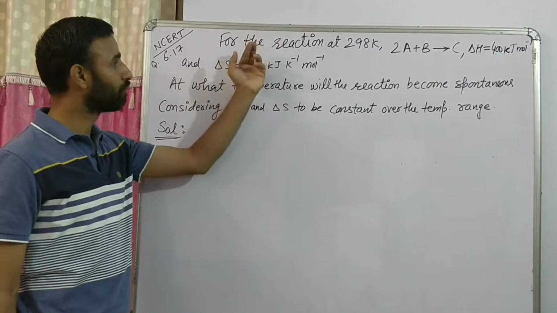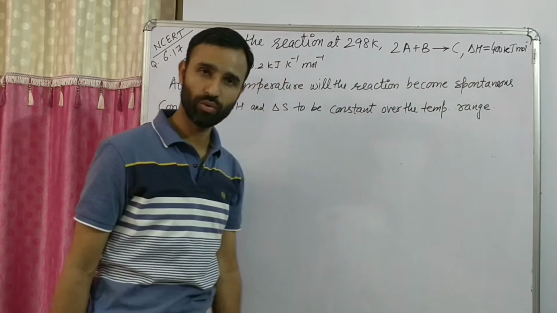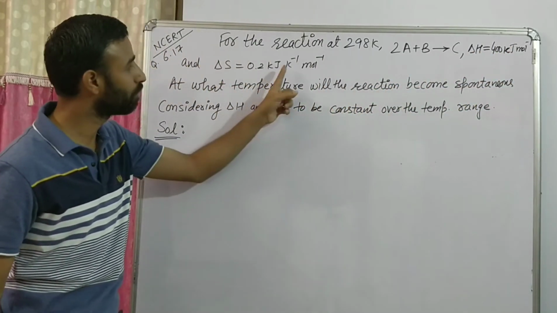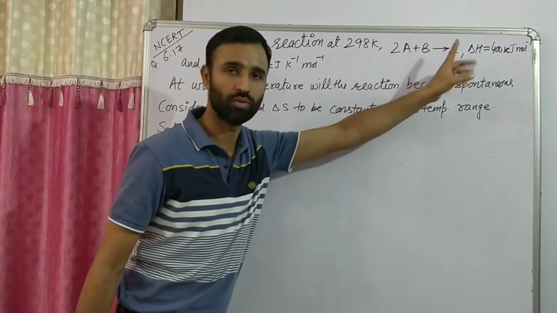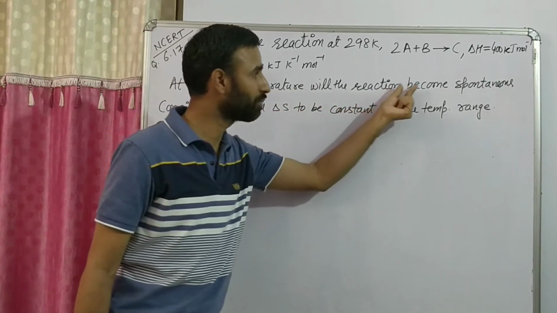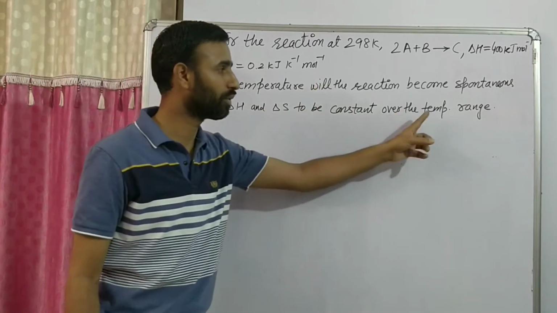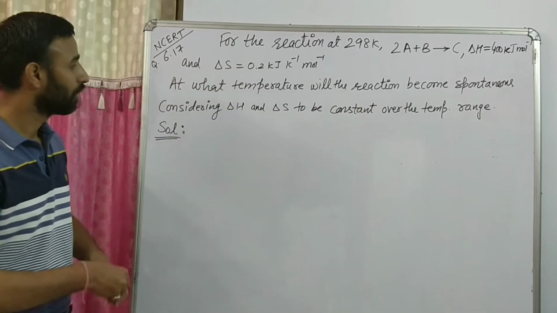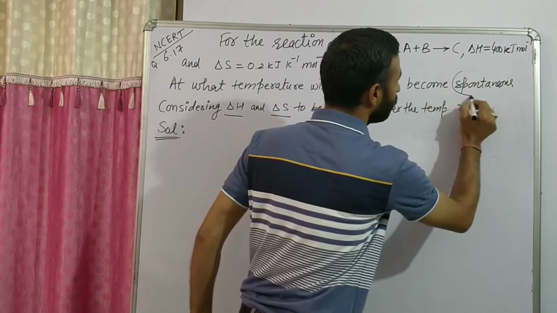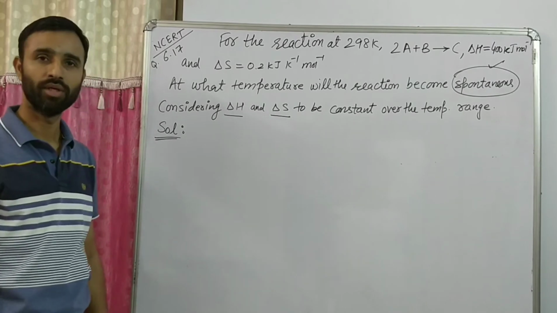So next question is, for the reaction at 298 Kelvin, that is 2A plus B to C, delta H is given to you, delta S is also given to you. Units are same, kilojoule per mole, kilojoule per Kelvin per mole. That is kilojoule, so there is no need to change the units. Now, at what temperature will the reaction become spontaneous, considering delta H and delta S to be constant over the temperature range? Delta H and delta S are given, but we have to predict the spontaneity of the reaction.